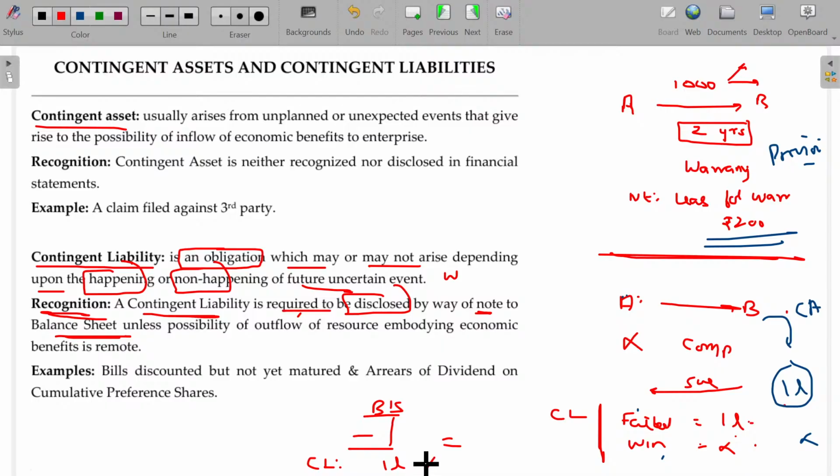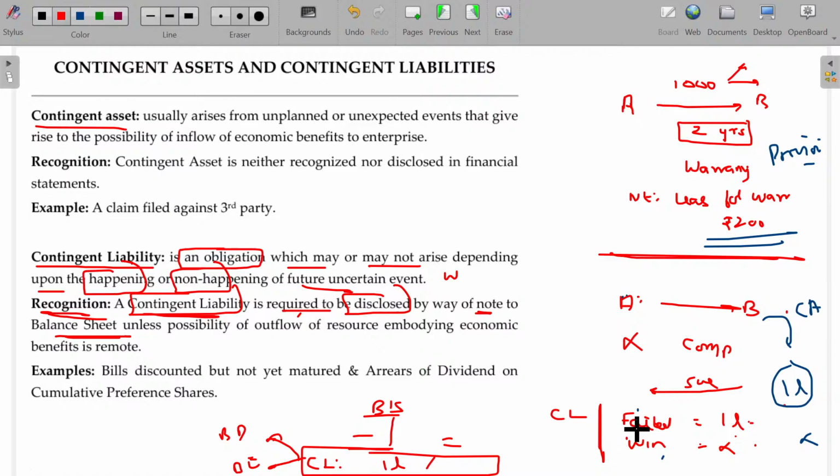Bill discounted is also a good example. Bill endorsed is also a good example of contingent liability. I explained this along with the bill of exchange chapter. Go and refer to that again. In case of bill discounted or bill endorsed, until it is honored, that will be considered a contingent liability. The moment it is honored by the payer, then it becomes no liability. So contingent liability will appear below the balance sheet. Two examples are there: bill discounted and bill endorsed.